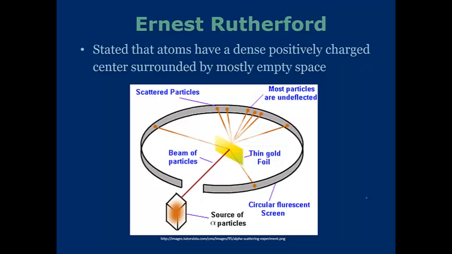Ernest Rutherford stated that atoms have a dense, positively charged center surrounded by mostly empty space. He concluded, based on a gold foil experiment, that this was so. The experiment simply stated that he took a source of alpha particles, launched them against a thin gold foil, and observed where they scattered. He noticed that, for the most part, these alpha particles went straight through, with very little deflection. The only thing that he could conclude from this is that atoms are generally just very much empty space.